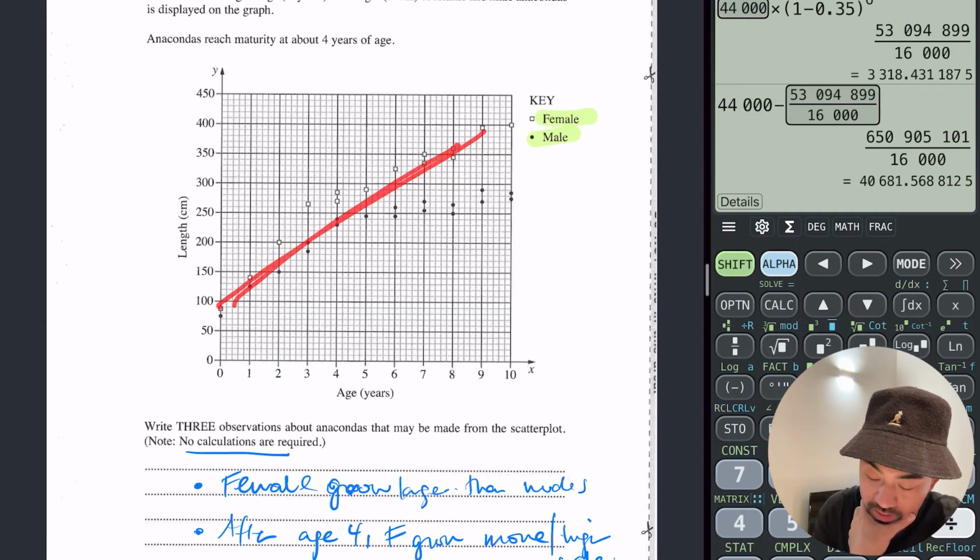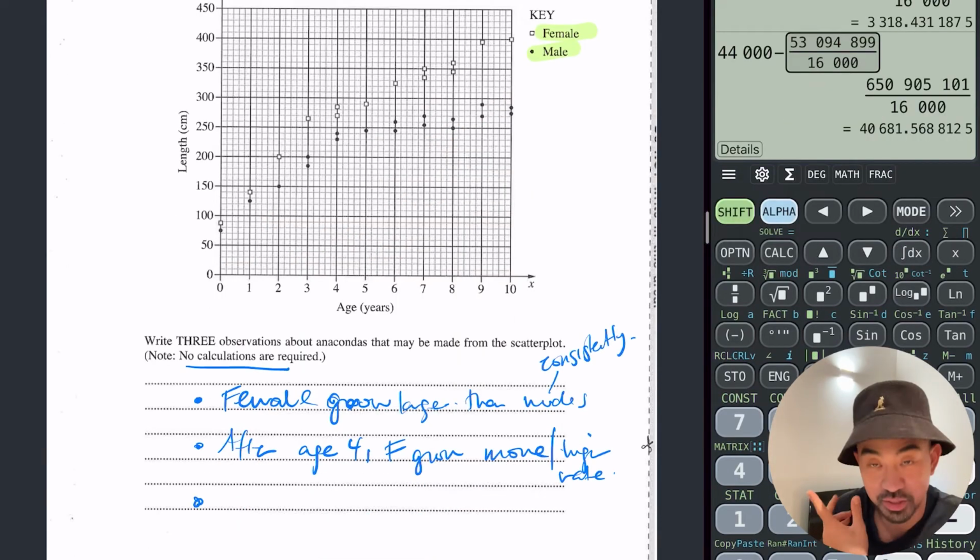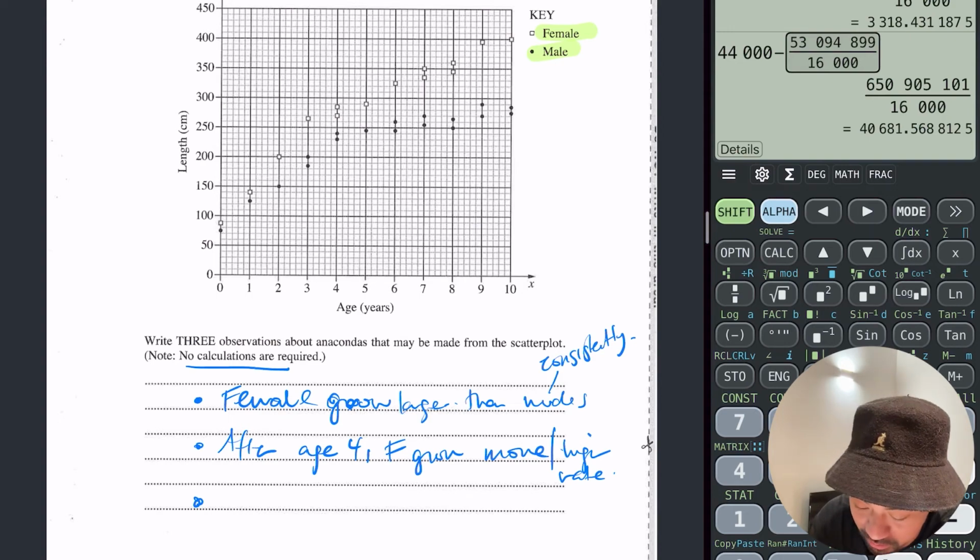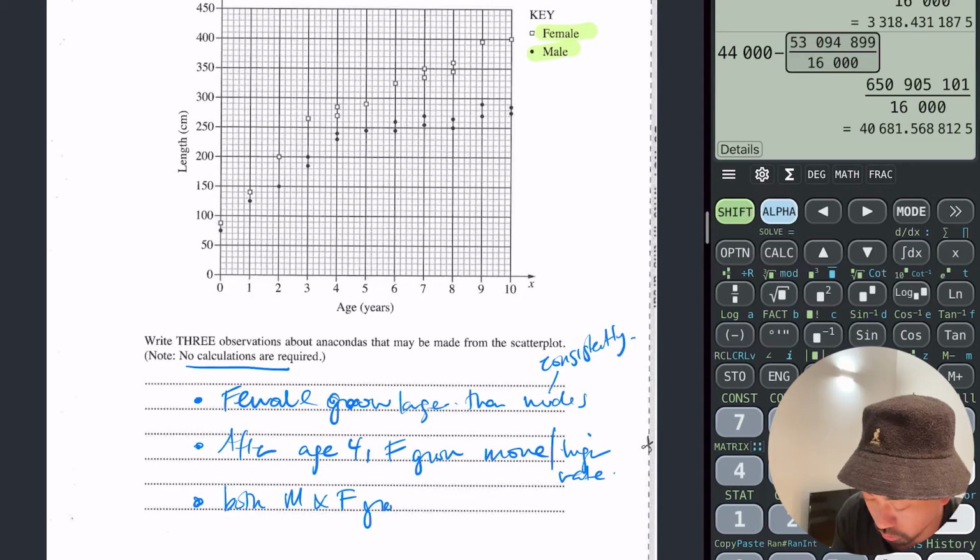Now, I don't know if I should say that's linear or not, because the males clearly do not look linear. And let's just say I don't really know for this last one. Let's say between 0 and 4 they seem to grow at the fastest rate. That's what I'm going to say, because this gradient here is super small, whereas that one's still pretty big, but nothing like here. So let's say both male and female grow fastest from 0 to 4 years.